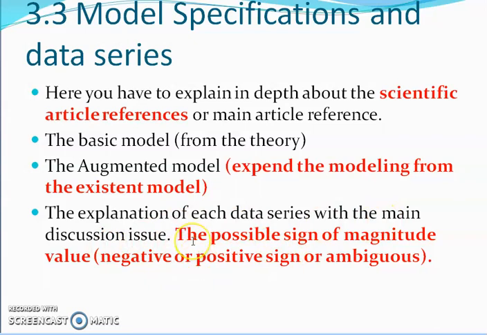The explanation of each data series, with the main discussion, also has to be covered in this section. You have to explain the sign and magnitude that you possibly can achieve through the study. You can also say that the possible sign could be negative, positive, or ambiguous.